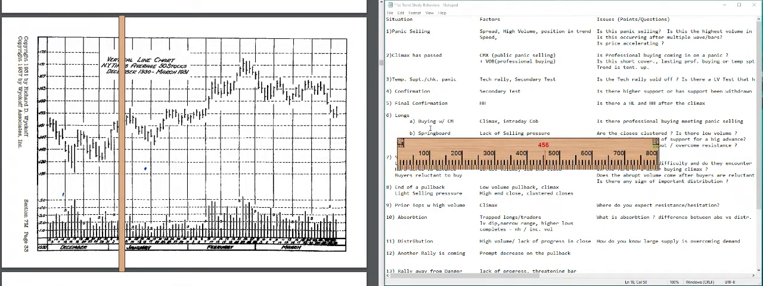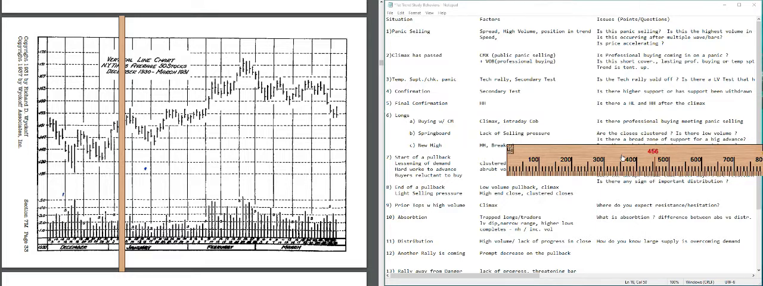Wyckoff's first long will be right after the heavy buying, which also occurs right after the climax. Basically, the question is, is there professional buying of the panic selling? If he determines there are professional buyers buying the panic selling, he's getting long. Second is on the springboard. The springboard is when the closes are clustered, there's low volume, and there's a broad range of support. All of these factors set up the springboard.